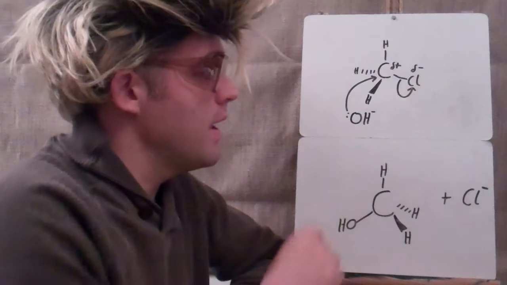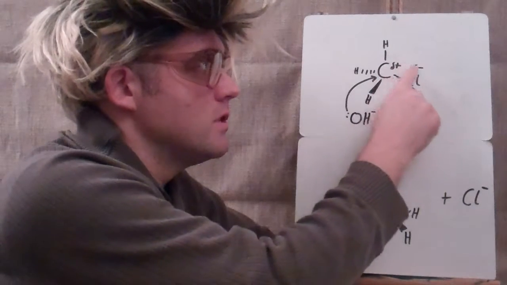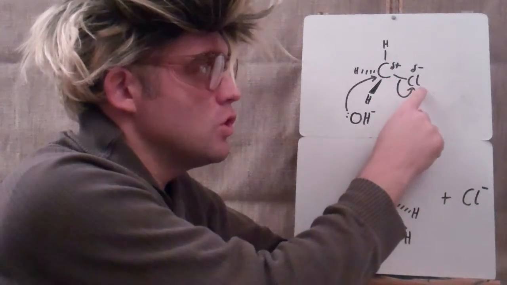So things to remember to put on is the curly arrow from the lone pair to the delta positive carbon, and dipoles from the bond to the chlorine.